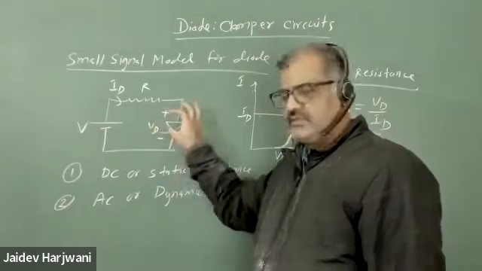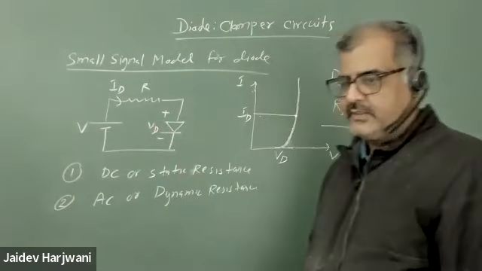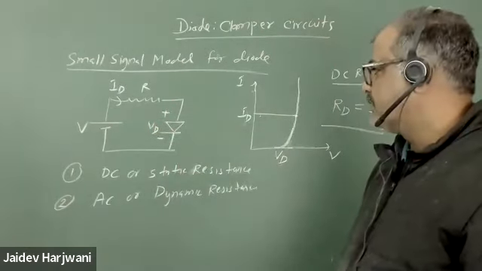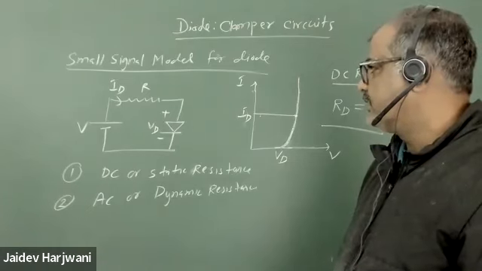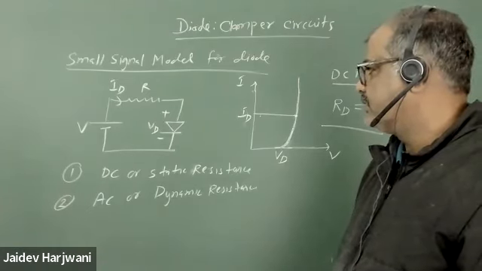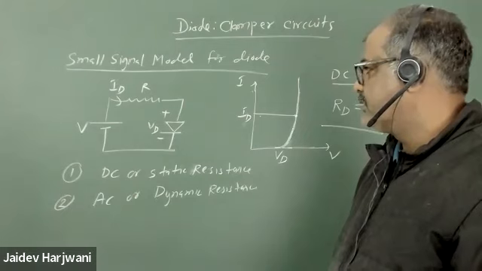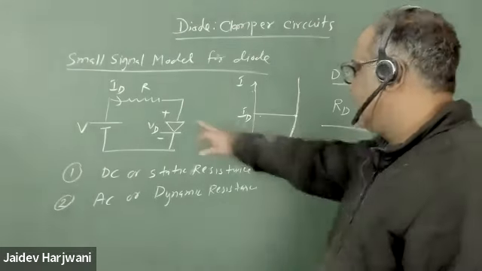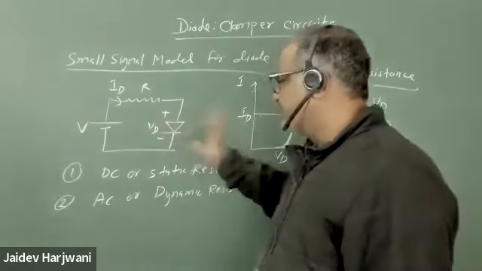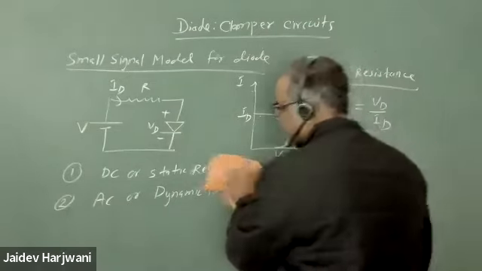So this is that ID in the formula, VD upon ID, the ID which we took on the graph. This ID is different, meaning this ID is how much current is flowing through a diode.